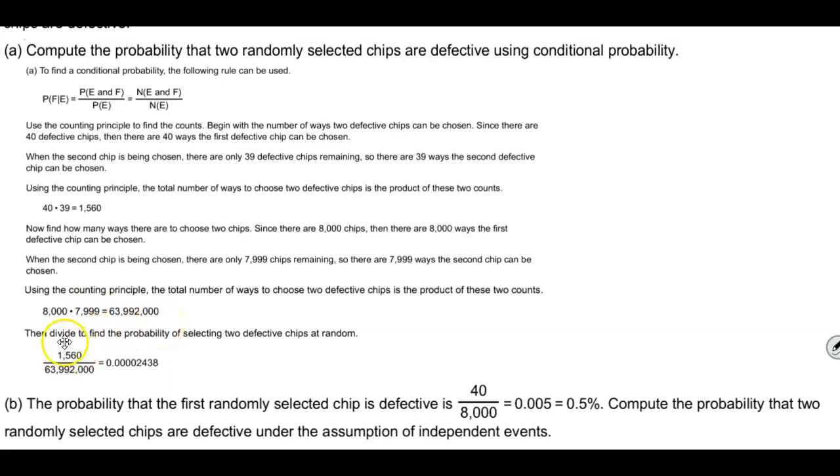63,992,000. And so then, in order to find the probability, we're going to take the first result, 1,560, and divide it by the second result, 63,992,000, and we get the probability of 0.00002438.